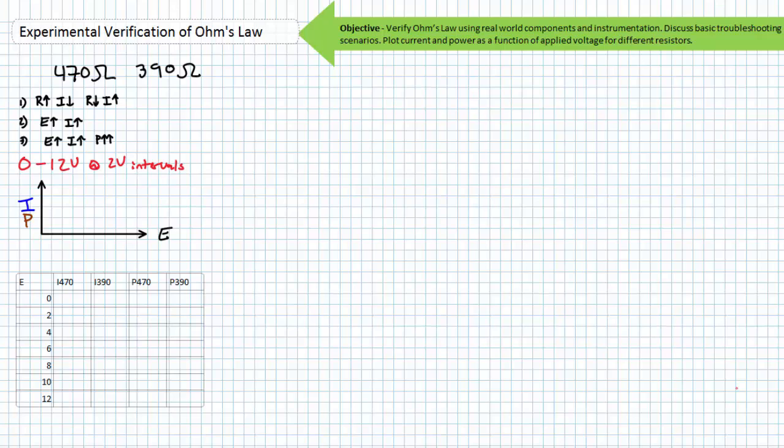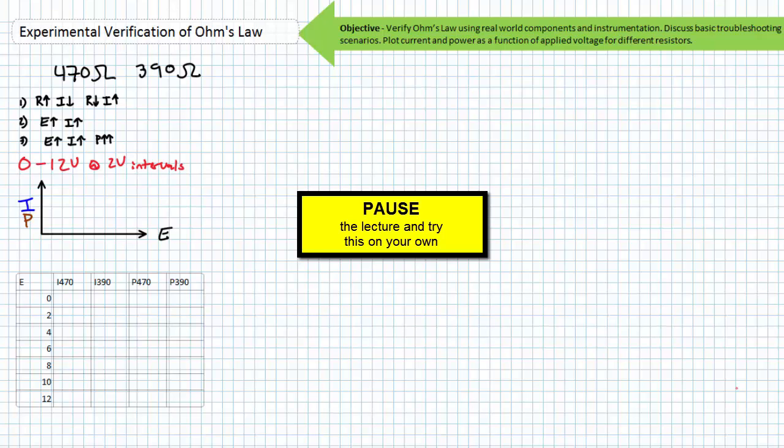Pause the lecture and see if you can use your understanding of Ohm's law and the power equations to fill out the expected current and power dissipation for both resistors at the following operating voltages: 0, 2, 4, 6, 8, 10, and 12 volts.